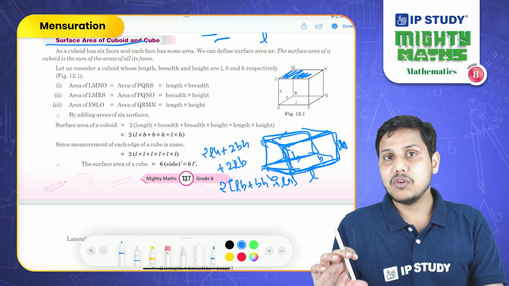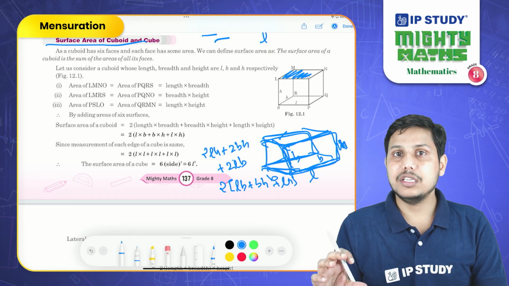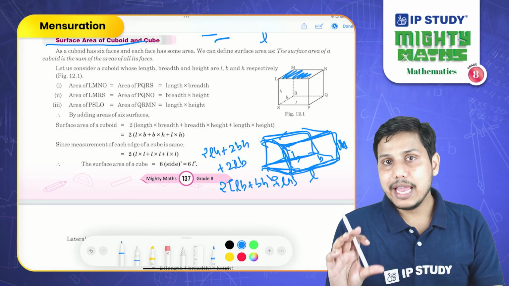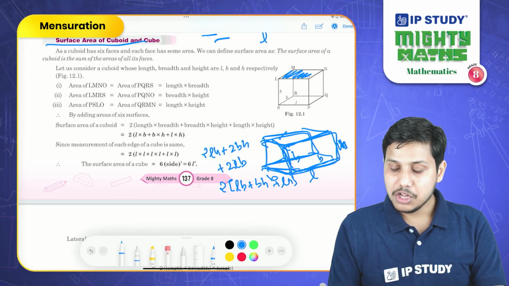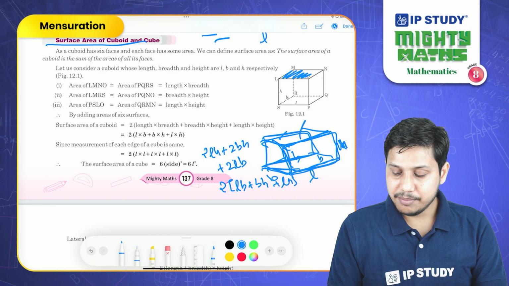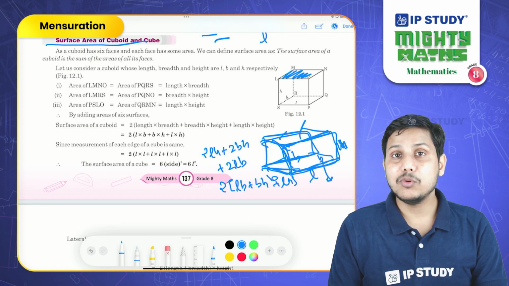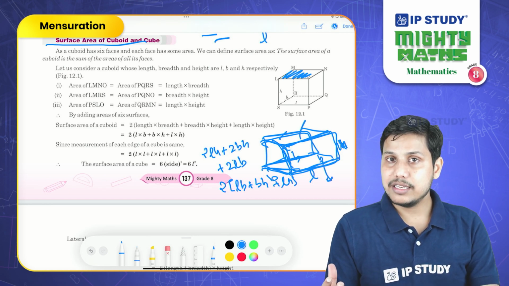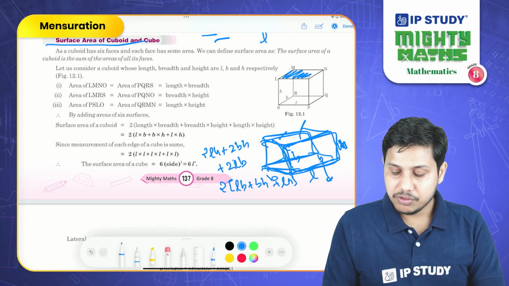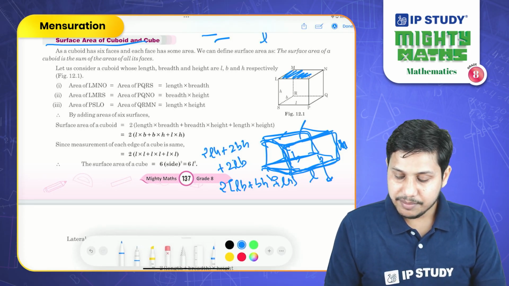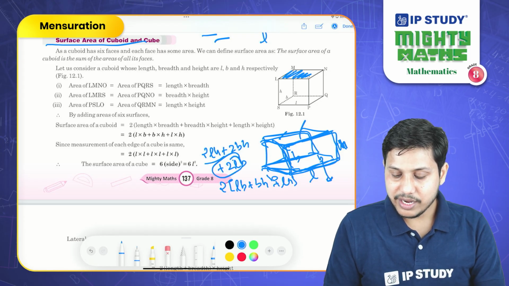There is one more concept, lateral surface area or curved surface area, in which we find out the area of 4 figures only, or 4 faces only. Yes, so in that case, let's suppose if top and bottom do not need to be calculated in terms of lateral surface area, so we need to add the 4 faces only. So length and breadth will be eliminated, and we're left with 2 LH plus 2 BH.